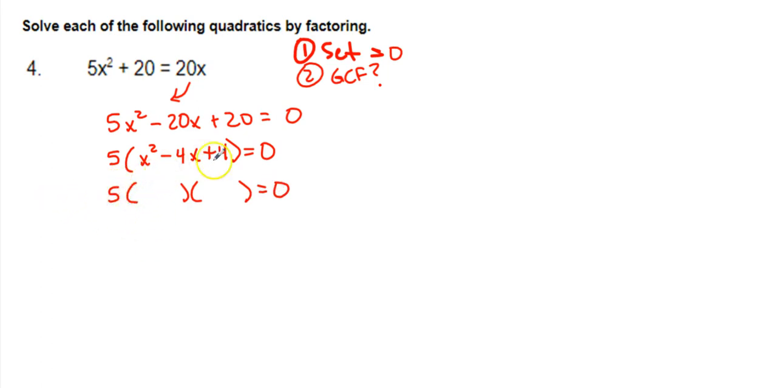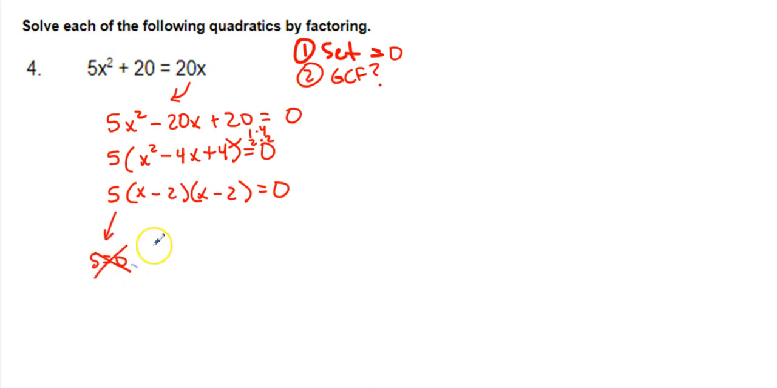So I've got an x and an x. Looking at this last term, it's either 1 and 4 or 2 and 2. I've got to get a difference of 4, so I know that's going to be my 2 and 2. And then I need two things that multiply to a positive but add to a negative. That gives me two negative terms there. Split it up. Zero product property.